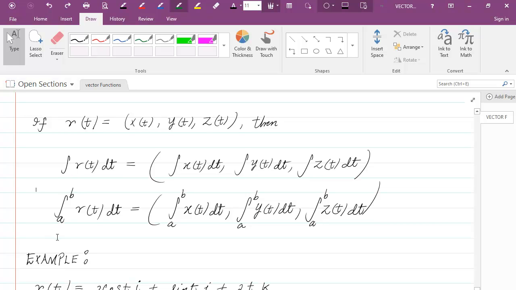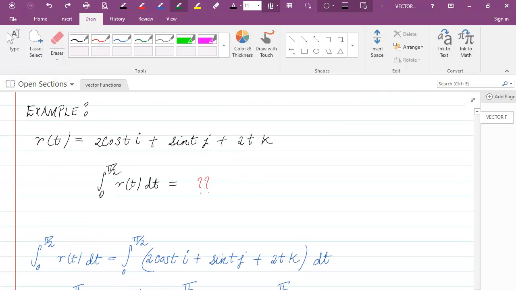Now, if we are taking the definite integral here, the definite integral of r of t would be a vector where the first component is the definite integral of the first component of r. The second component here is the integral of the second component of r, and the third component of this definite integral is the integral of the third component of r. So basically, integration of a vector function is done component-wise. So we simply take the integrals of the components.